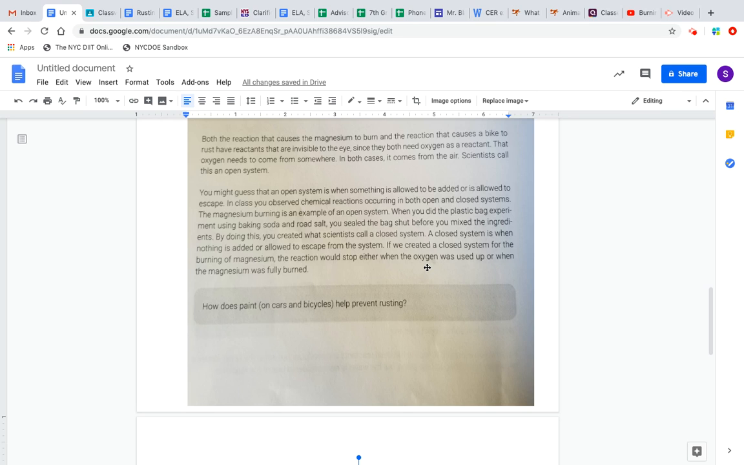How does paint on cars and bicycles help prevent rusting? Think about that question, because that's going to be in your Google Docs. So just think about that. How can paint help to prevent rusting? Remember what causes rusting. Think about that from yesterday's lesson. And think how paint would help to prevent rusting.